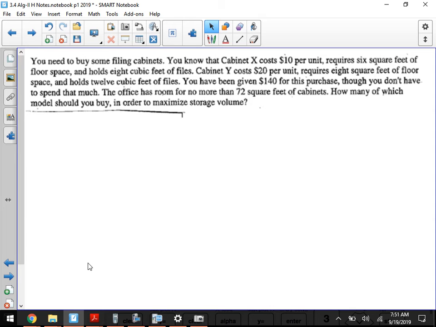Now, within this one it was actually relatively simple to decipher which one is your X and your Y, because they call it cabinet X and cabinet Y. And it was very clever, in that the X cabinet came before the Y cabinet.